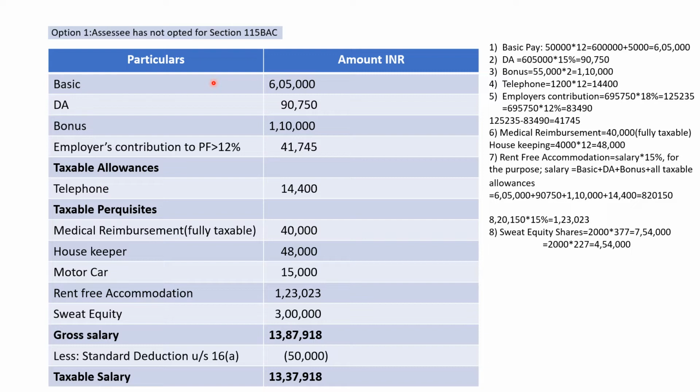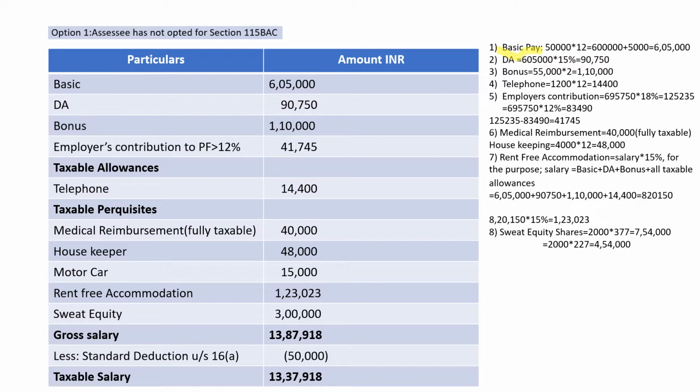Then, what we have done here we are going to see. Now we'll see about basic. I have given notes about the working notes here. For instance, basic pay I have given here. How we have calculated basic pay.